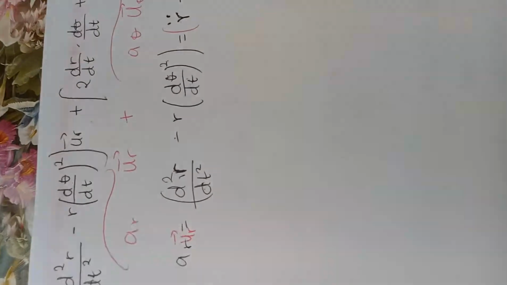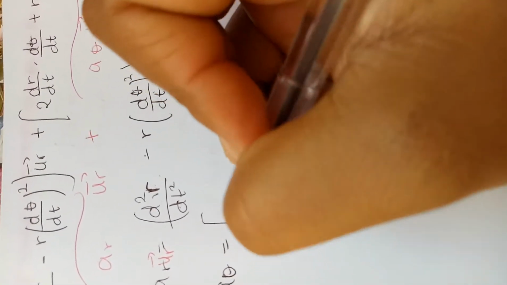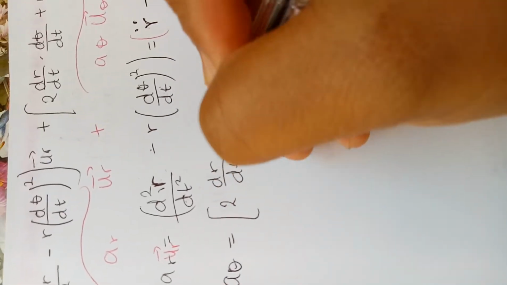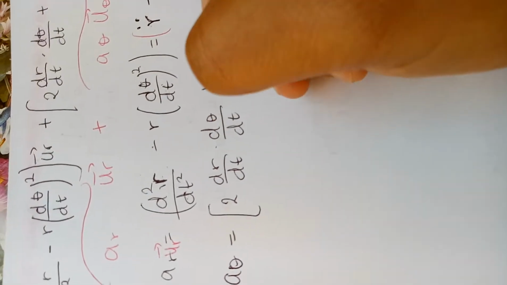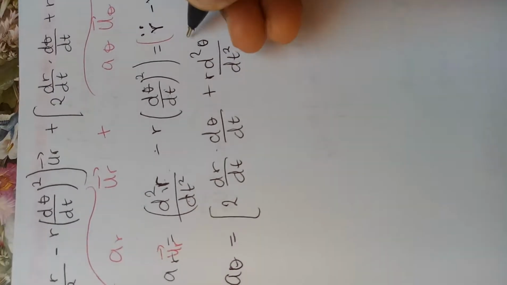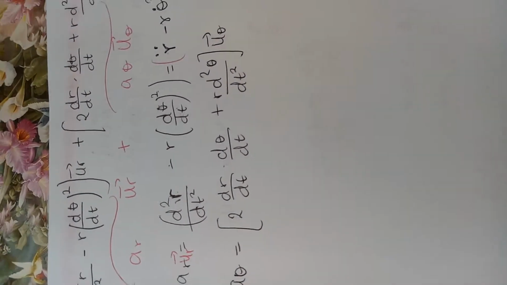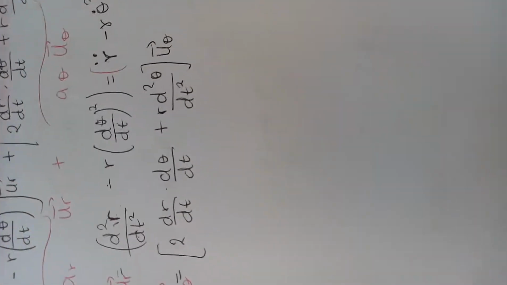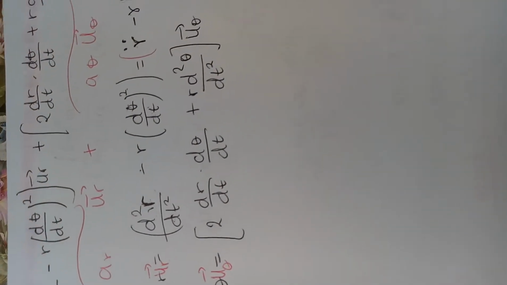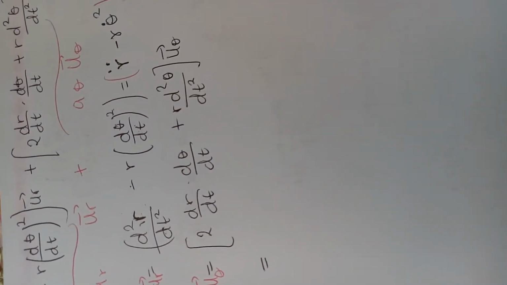Cool, right? And then for A theta, we'll do the same thing. For A theta, we have 2 dr over dt, d theta over dt plus r d square theta over dt square, and u theta. So since I did that there, I should do it here as well. So now what do we have? We do the same thing again. You can actually pause the video and try out what it might be.